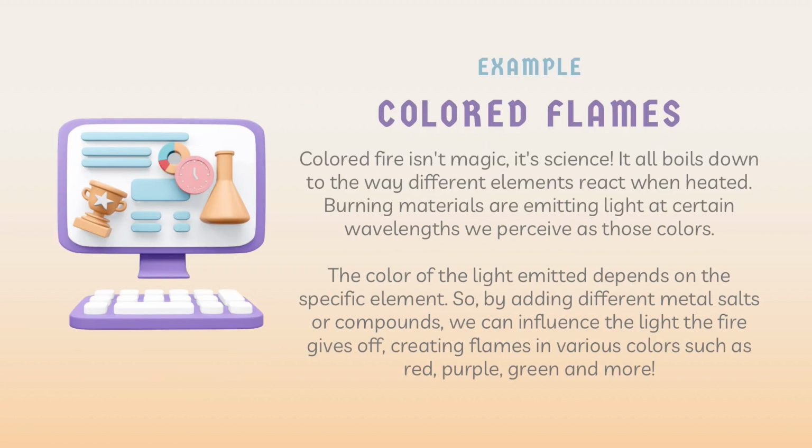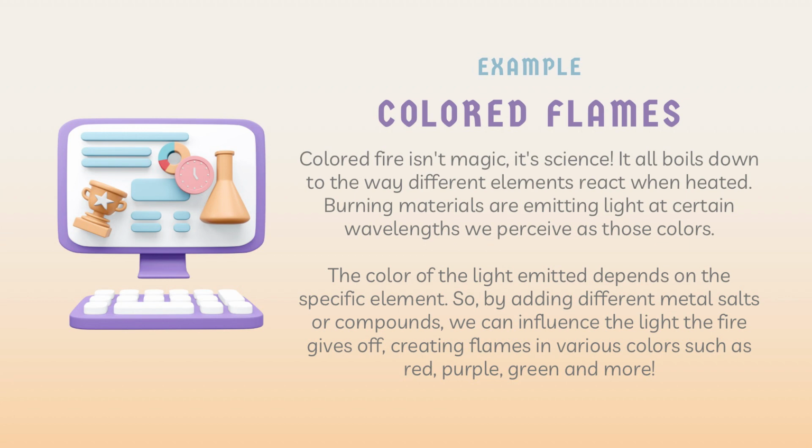An example we have for today is colored flames. Colored fire isn't magic, it's science. It all boils down to the way different elements react when heated. Normally, when things burn, we see a yellow or orange flame. That's because the burning materials are emitting light at certain wavelengths we perceive as those colors. But when we add specific chemicals to the fuel, things get interesting.